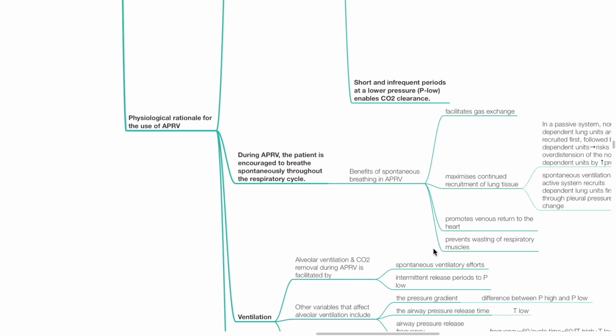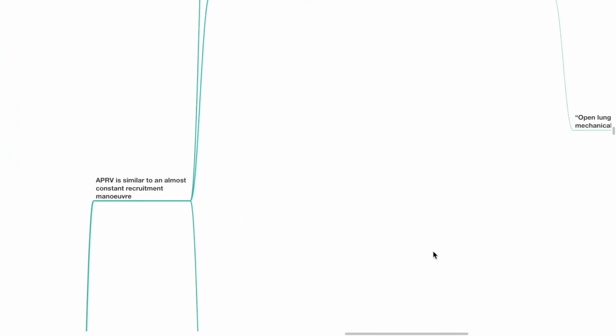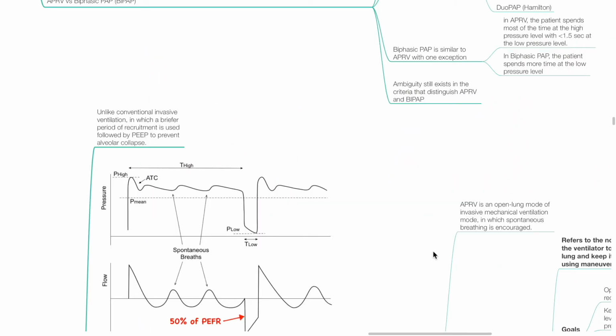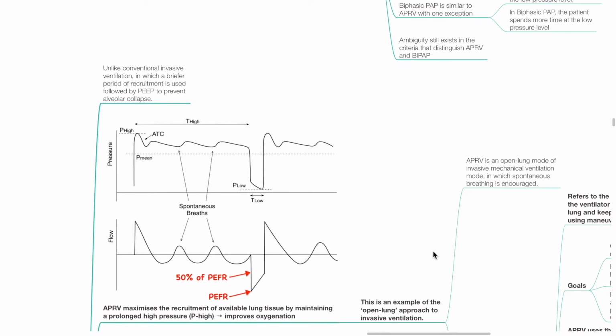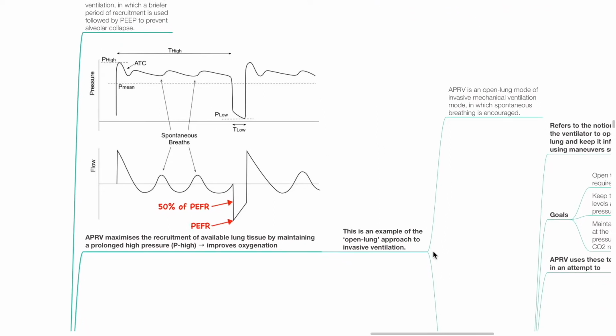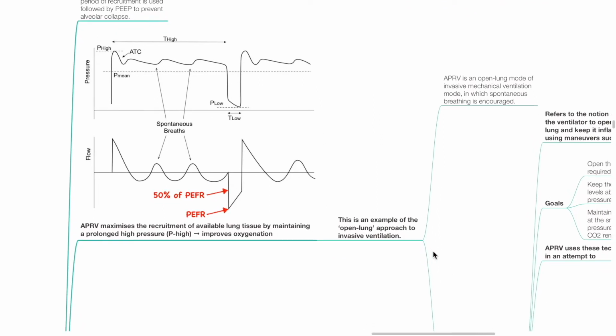Physiological rationale for the use of APRV. APRV is similar to an almost constant recruitment maneuver, unlike conventional invasive ventilation in which a briefer period of recruitment is used, followed by PEEP to prevent alveolar collapse. APRV maximizes the recruitment of available lung tissue by maintaining a prolonged high pressure, and this improves oxygenation. This is an example of the open lung approach to invasive ventilation.